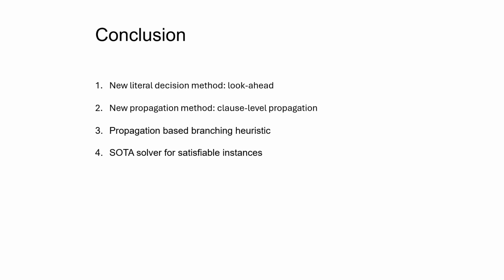So this paper updated the NLSAT algorithm with, I think, 4 ideas. The first one is a new literal decision method, a look-ahead mechanism. The second one is a new propagation method called clause level propagation. And then we use that propagation to design a new branching heuristic to improve the search of the algorithm. And currently, it is the sole solver for certifiable instances under the QF_NRA benchmarks.